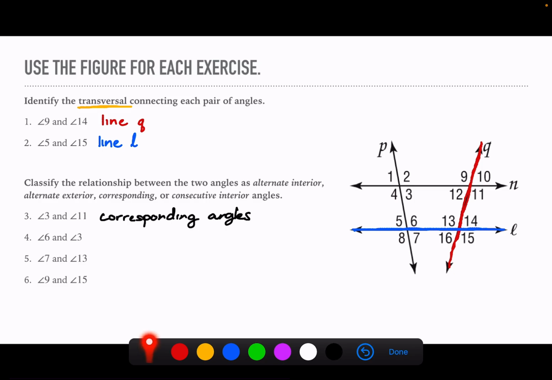Let's take a look at 6 and 3. First of all, our transversal is going to be line P. And we can see that they are in the interior. Now, are they alternating? Are they switching sides across line P? No. So they are staying on the same side. So that would be consecutive interior angles.